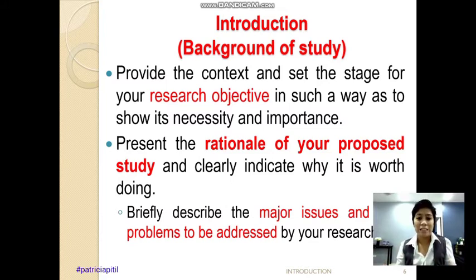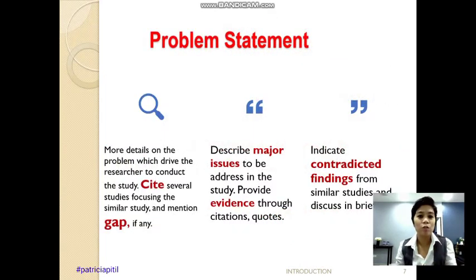Why is there a need to conduct such research? It is maybe because it's still a hot topic nowadays. We're talking about sports setting, exercise setting. Is it still a hot topic? And then briefly describe the major issues and problem to be addressed. I'm saying briefly on the problem statement, because we have our own problem statement subchapter 1.2.